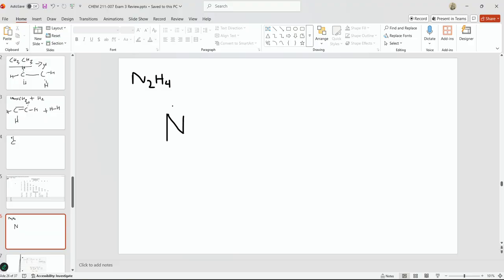Yeah, it has 5. So 1, 2, 3, 4, 5. Do you guys understand why I'm making it clockwise? That's just one of the rules. You just have to go clockwise like that, so you don't mess up the bonds. So we have the same thing here.